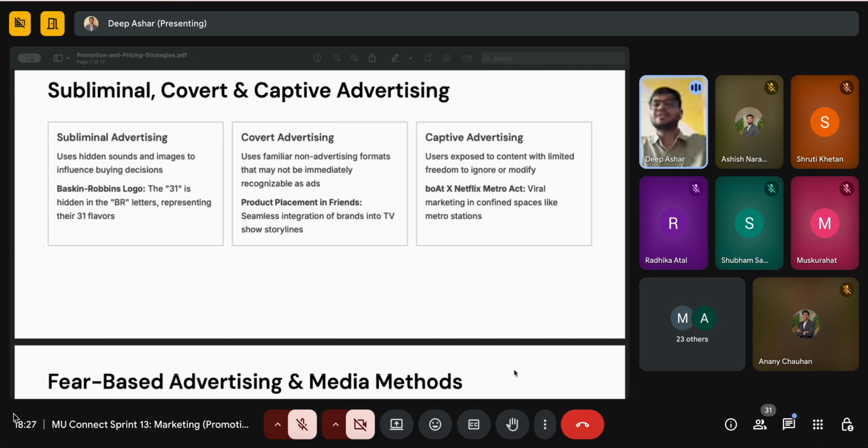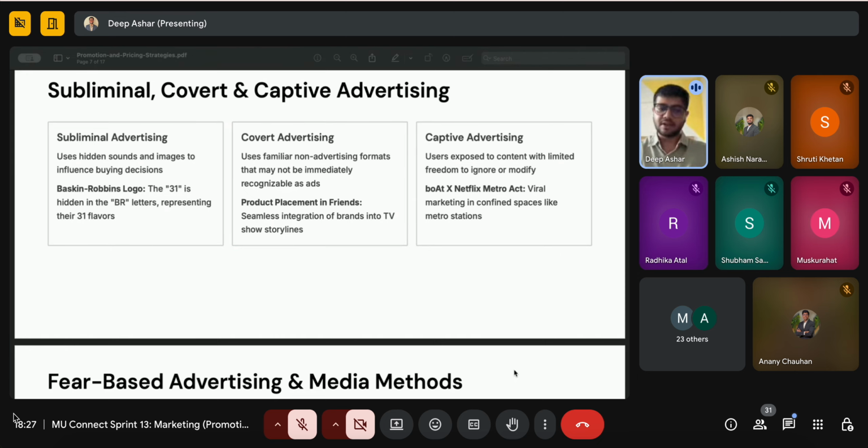Also, guys, it's not necessary that one particular type of ad can come under only one bucket. There will be certain overlaps, where a particular ad could be subliminal and at the same time captive advertising. For example, imagine seeing or hearing an ASMR in your flight. That's a mix of subliminal advertising and captive advertising.